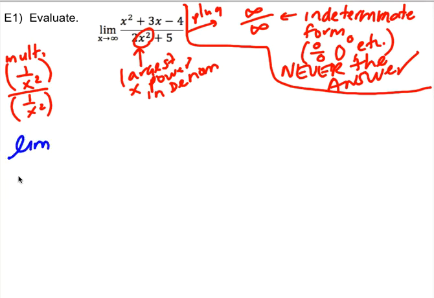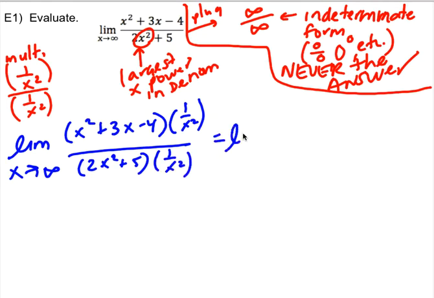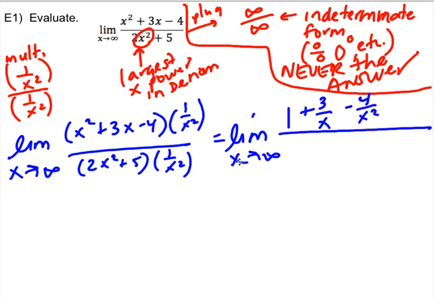I'm going to get the limit as x approaches infinity of x squared plus 3x minus 4 being multiplied by 1 over x squared, and in the denominator, 2x squared plus 5 being multiplied by 1 over x squared. That's going to look like this. Limit as x approaches infinity of x squared times 1 over x squared is just a 1. The 3x times the 1 over x squared would be a 3 over x, because one of the x's would cancel. And the negative 4 times 1 over x squared would be a negative 4 over x squared. In my denominator, 2x squared times 1 over x squared is just a 2, plus 5 over x squared.